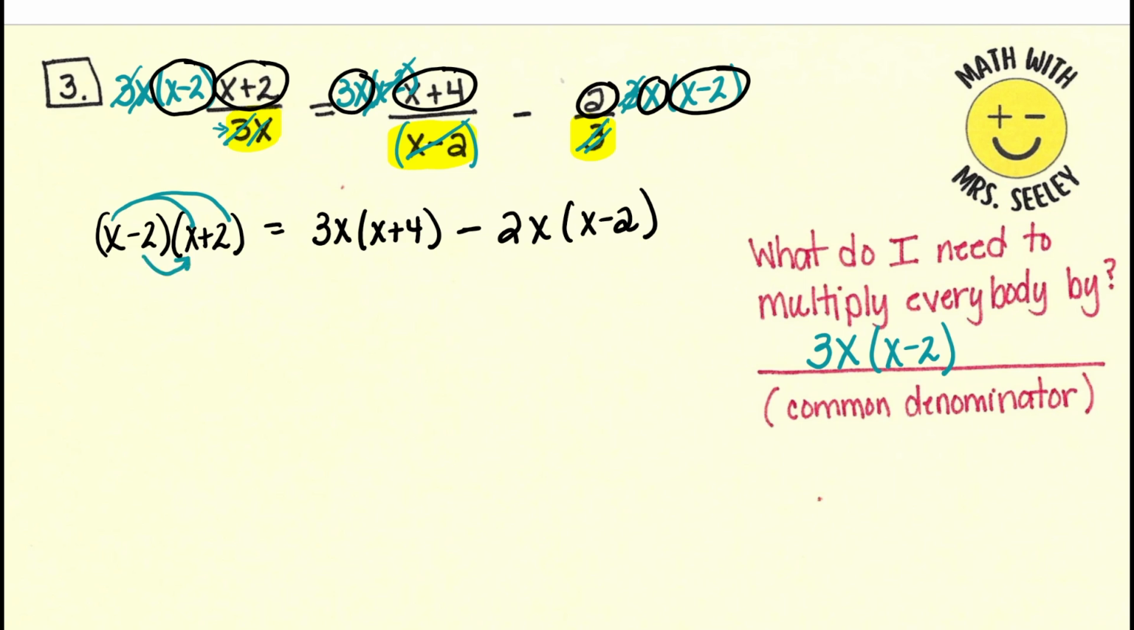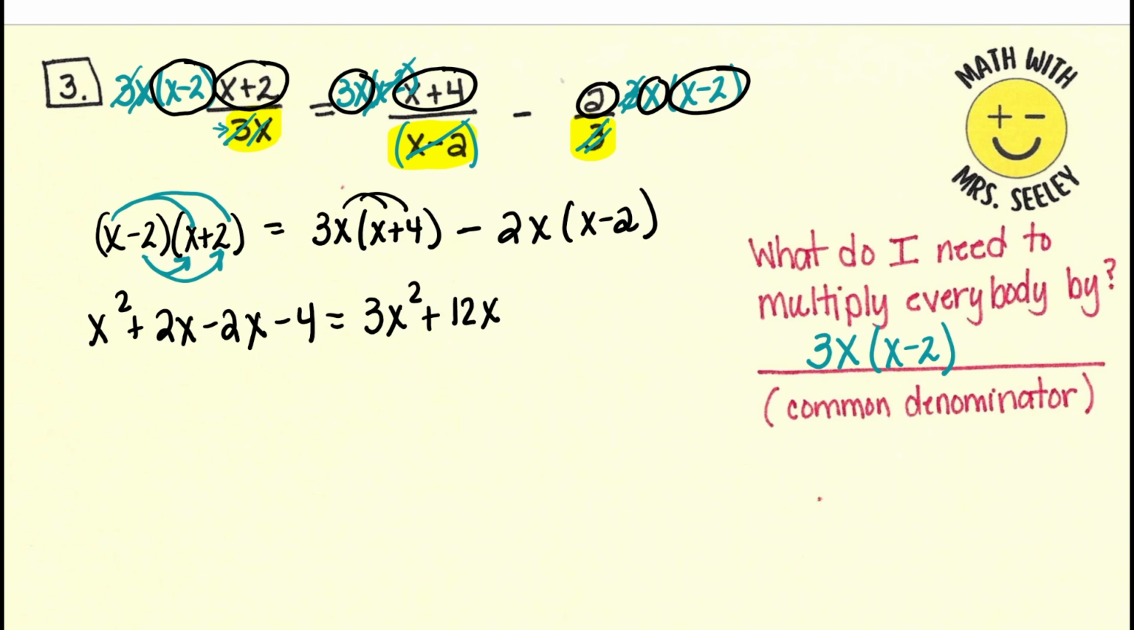Then this negative 2 says, okay, now it's my turn to distribute through everybody, which gets your insides and your last. So that would give me x squared plus 2x minus 2x minus 4 equals, distribute your 3x through. 3x times x is 3x squared, plus 3x times 4 is 12x. Now right here, I'm going to draw my red warning flag. That's telling me to be very careful with my signs, because that negative has to go through to everybody.